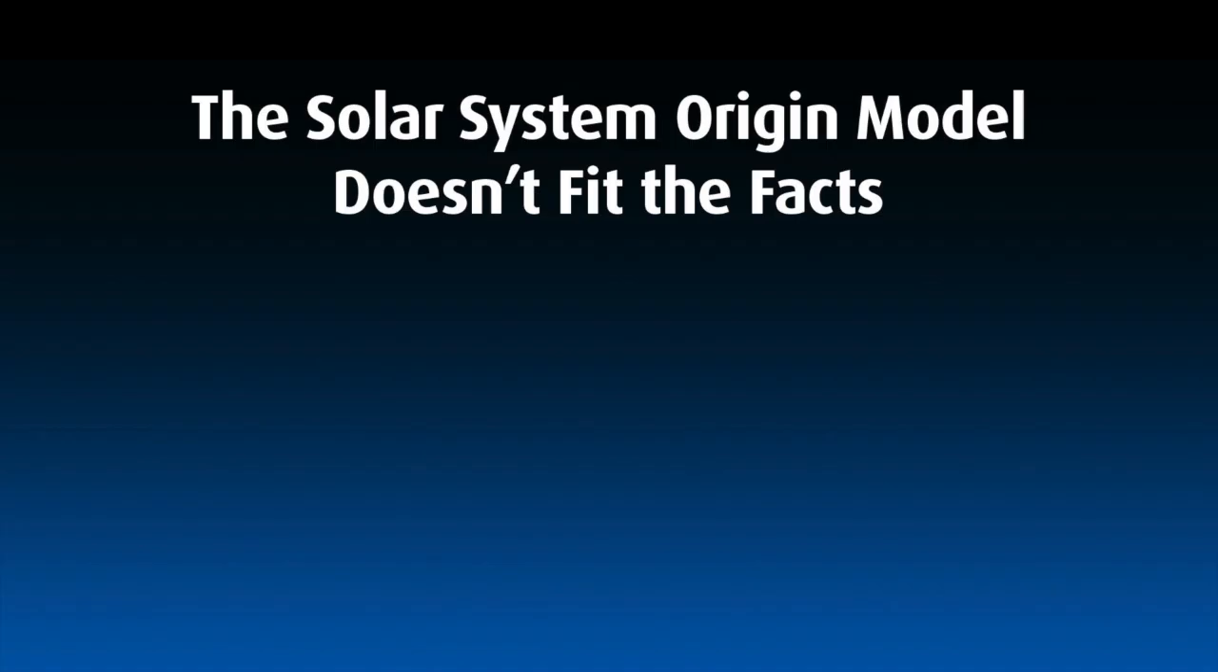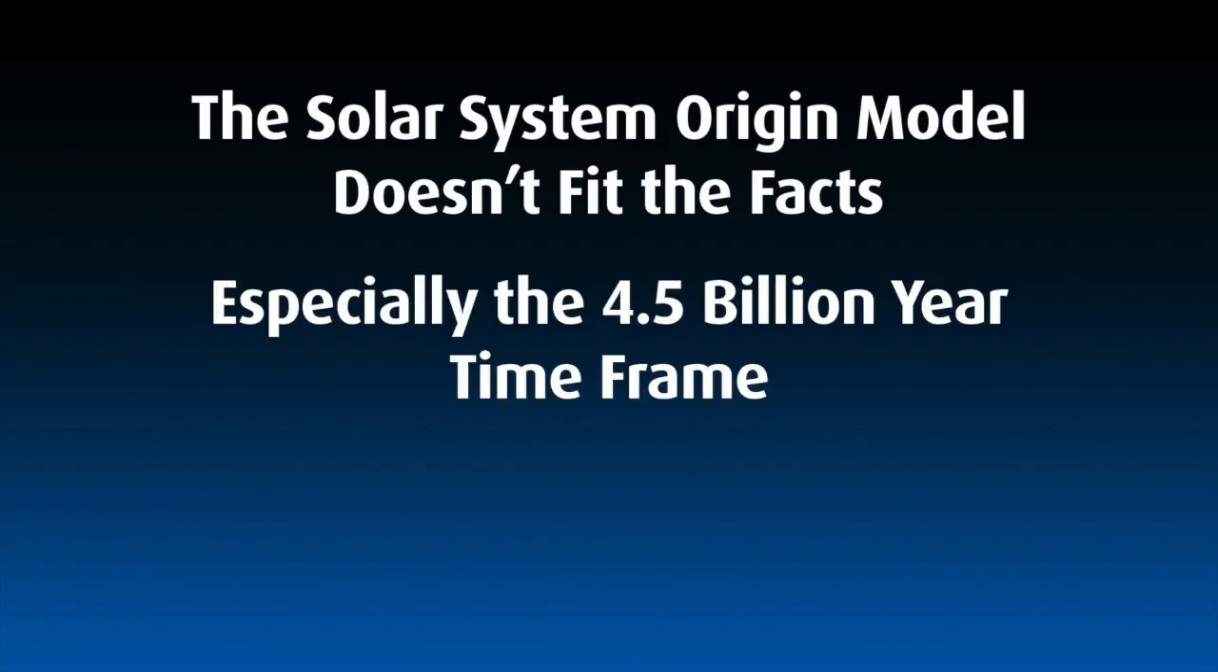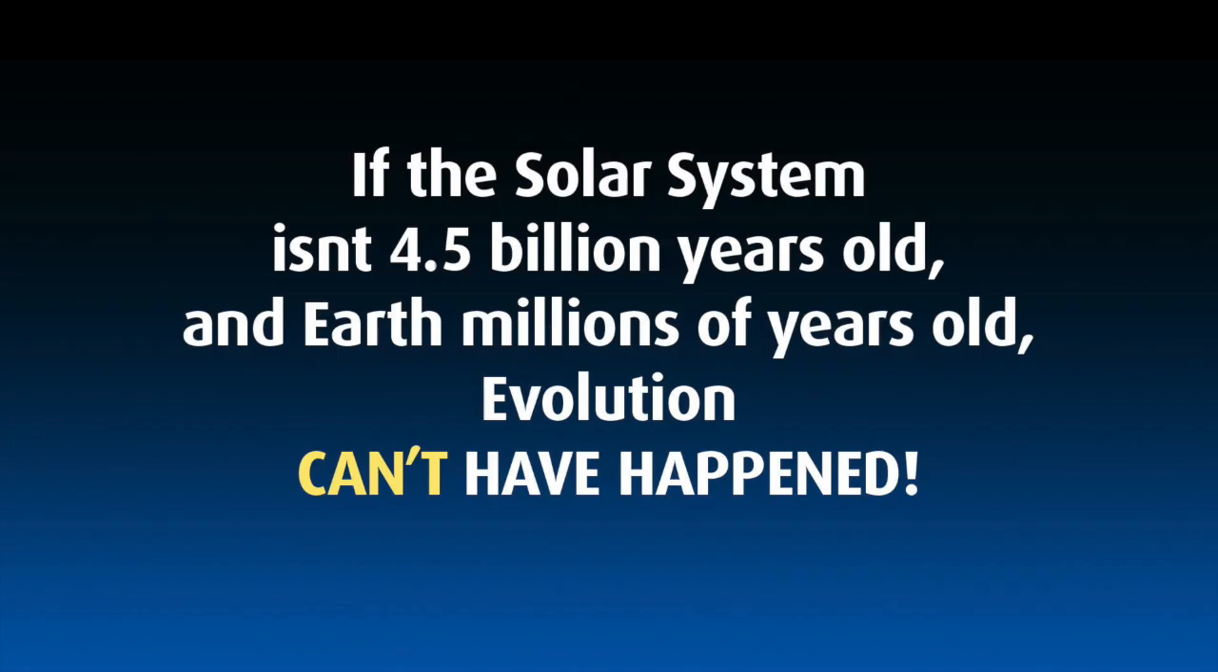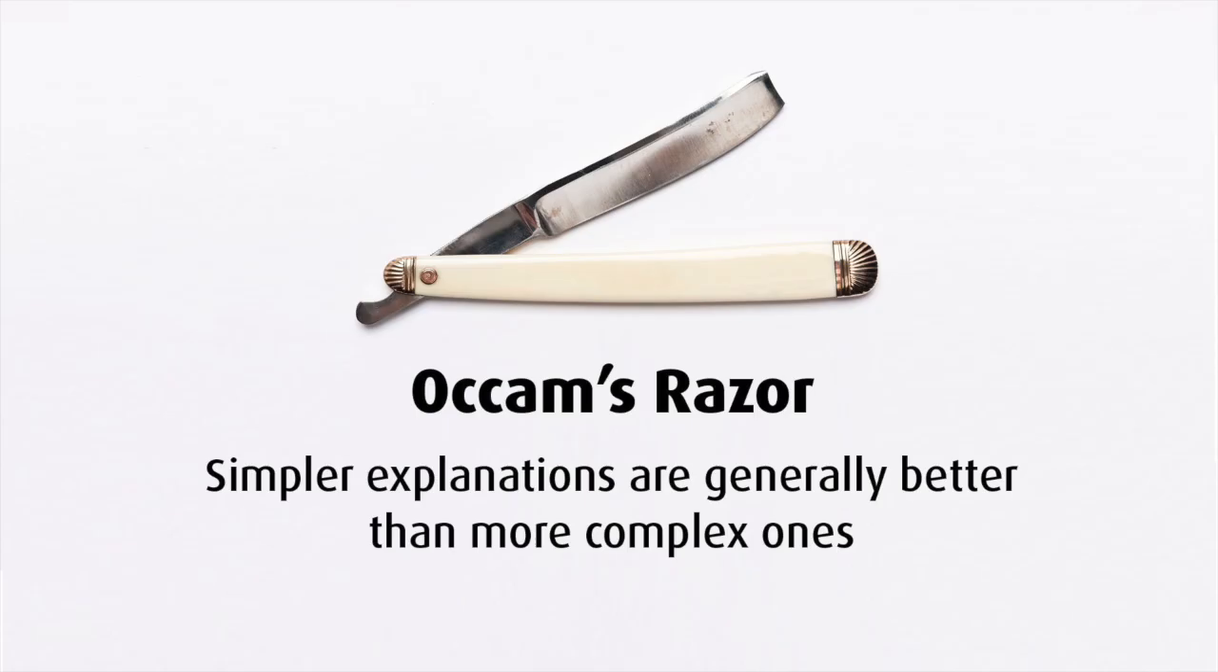The solar system origin model doesn't fit the facts, especially the 4.5 billion year time frame. But the facts do fit the creation model. And if the solar system and the Earth aren't 4.5 billion years old, evolution can't have happened. Remember the principle of Occam's razor. Simpler explanations are generally better than more complex ones. The simpler explanation is that these things are not as old as evolutionary theory demands, but people have been indoctrinated for so long it's hard for them to accept the facts.